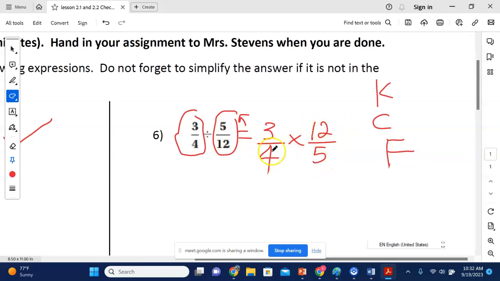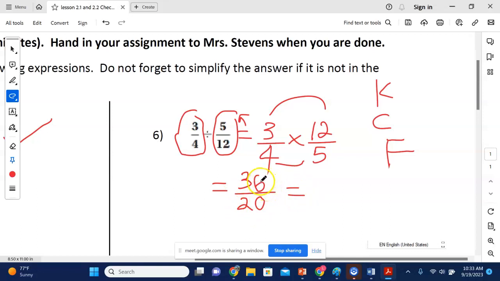What's 12 divided by 4? 3. So you know that you need to reduce them afterwards, right? Okay, so but let's go multiply it out first. What's 3 times 12? 36. What's 4 times 5? 20. And again, we know that we need to reduce them.